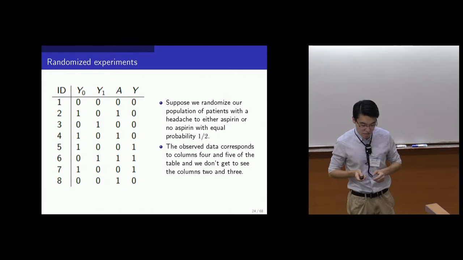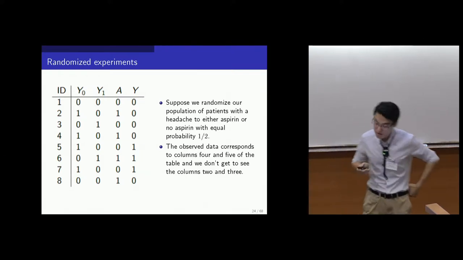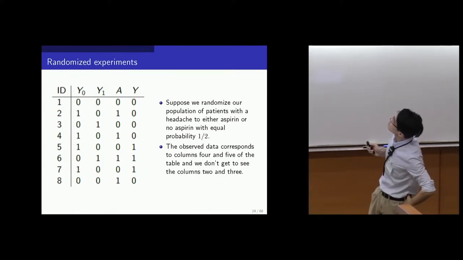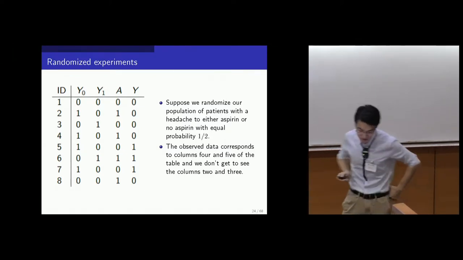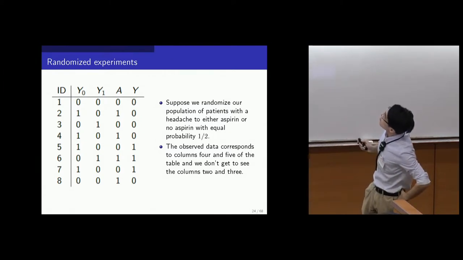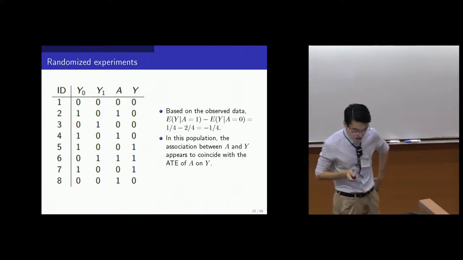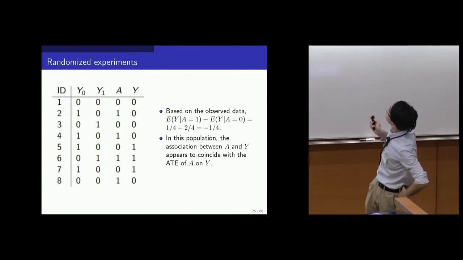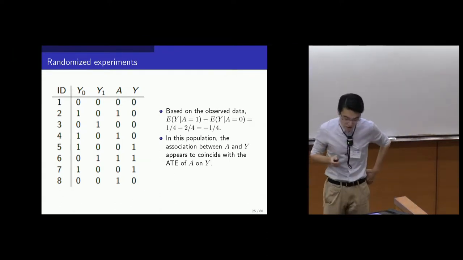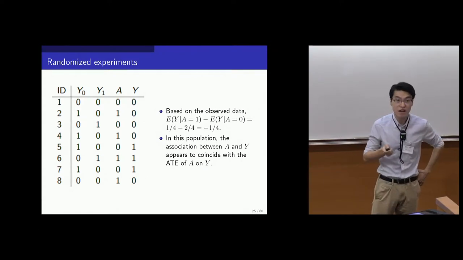Okay, suppose we randomize our population of patients with a headache to either aspirin or no aspirin with equal probability. For example, we just flip a coin and assign the treatment status for each individual. So in the real world, we only observe the columns A and Y. Based on the observed data, if we compute this association measure, for A equals 1, there is only one person with Y equals 1, so it's 1 quarter, and minus a half, we get minus a quarter. So in this population, the association appears to coincide with the average treatment effect.